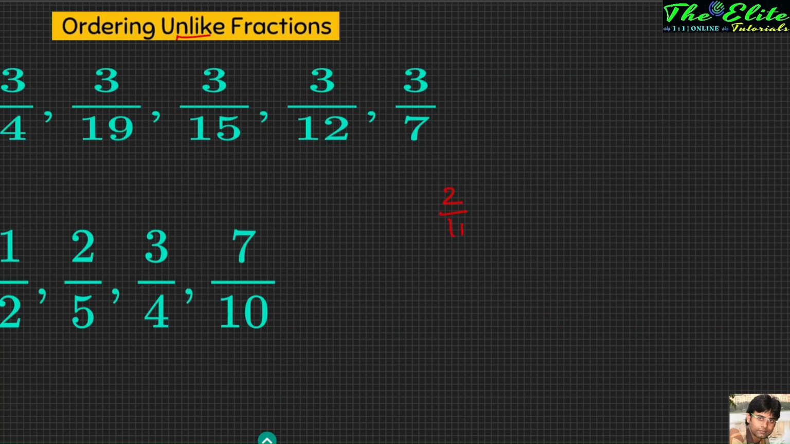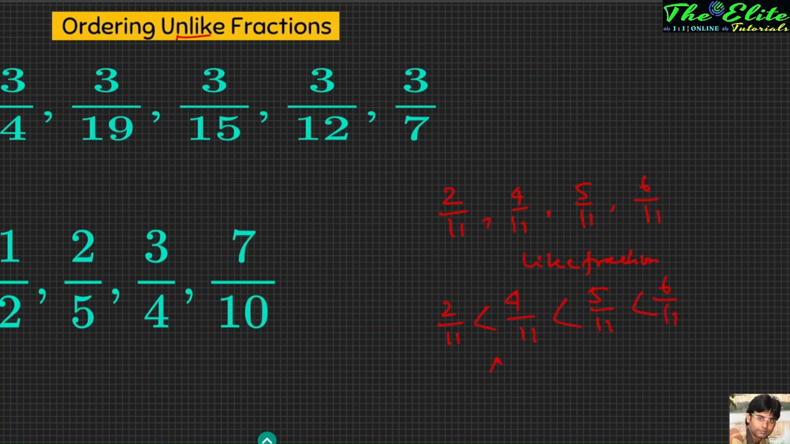Like 2 by 11, 4 by 11, 5 by 11 or 6 by 11. So these are like fractions. For like fractions, putting them in order is quite easy because you see which is the smallest one. So in ascending order, we will write 2 over 11 is smaller than 4 over 11 is smaller than 5 over 11 is smaller than 6 over 11. So we can write like this.